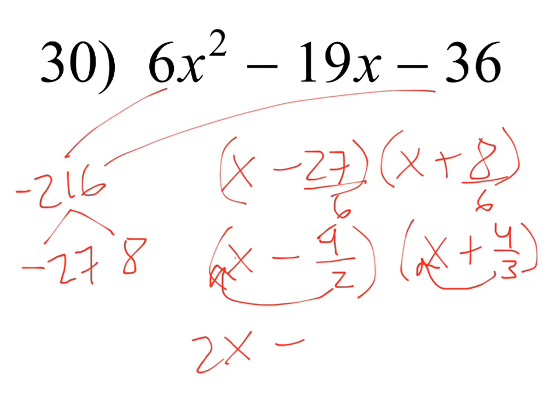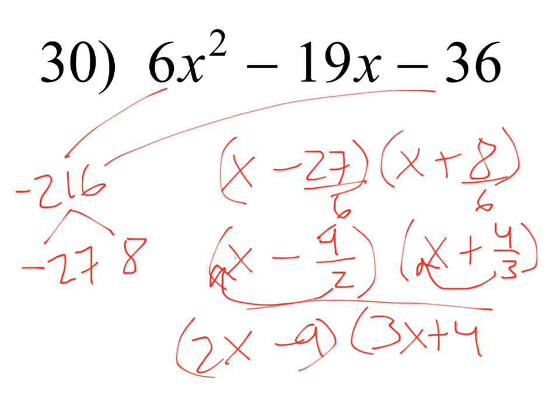Now take the 3 out front, take the 2 out front. You get 2x minus 9, and then this one, you'll get 3x plus 4. And now you're done. Good job.